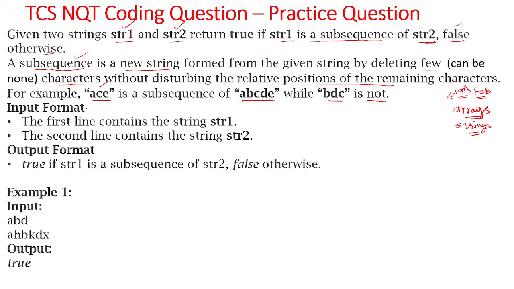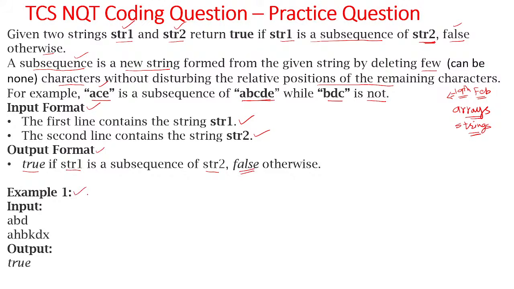Let us look at the input format. The first line contains the string str1. The second line contains the string str2. So two strings are provided in two lines. The output format should be true if str1 is a subsequence of str2, false otherwise. That means you should print either true or false. True if string 1 is a subsequence of string 2. If it is not a subsequence, then you should print false.